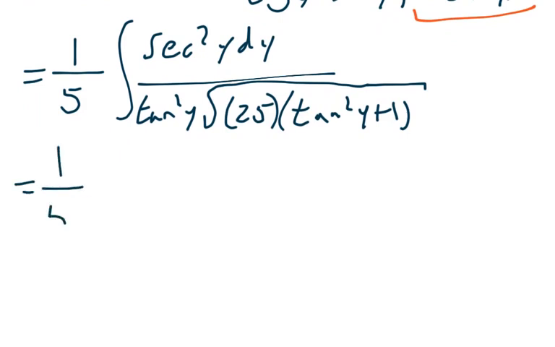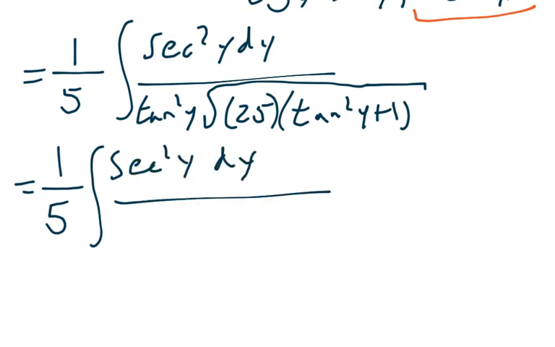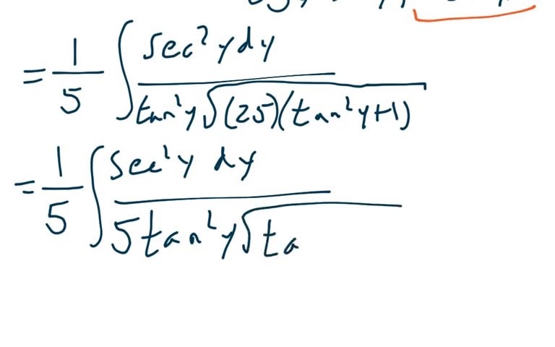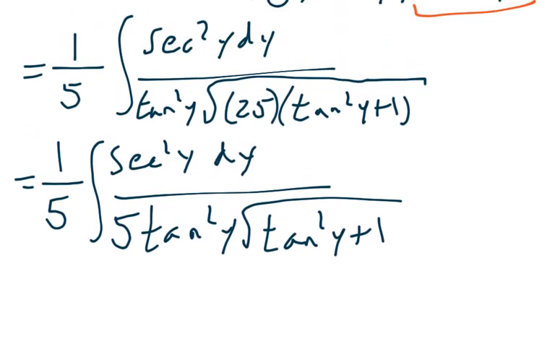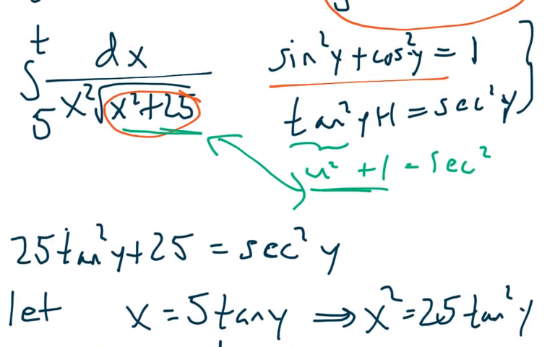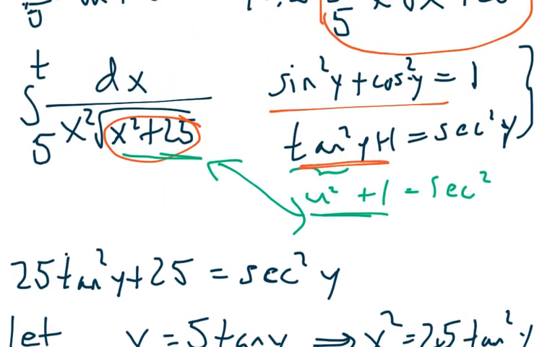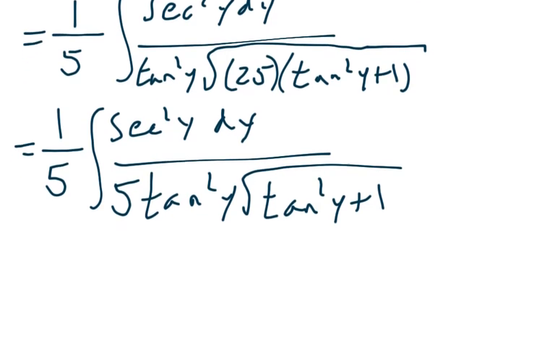So then we could factor this out. So we have 1/5 integral secant squared y dy over, if I factor that out, I get a 5 tangent squared y, and then I have times the square root of tangent squared y plus 1. So now we see, if we go back, tangent squared y plus 1, what is that? Oh, we already said we know what this is. Tangent squared y plus 1 is just secant squared. So let's go to the next page and replace tangent squared y plus 1 with secant squared.